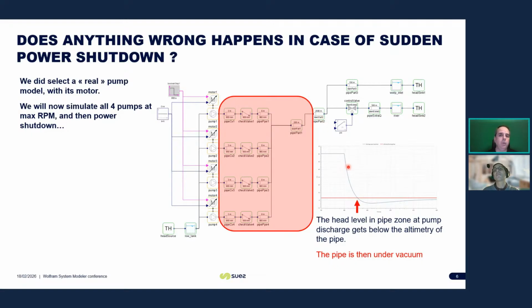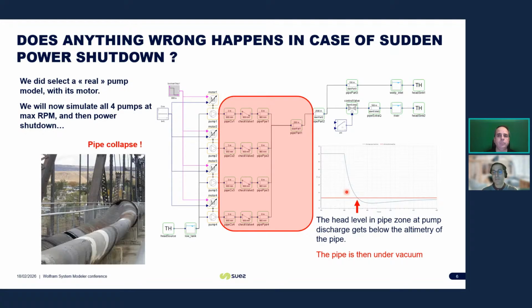This can lead to a pipe collapse. Unfortunately, it does happen. Pipelines are quite robust against pressure from inside to out, but well, when we submit them to negative pressure, it's quite easier to implode them. Yes, and so this is a major risk that we must mitigate.